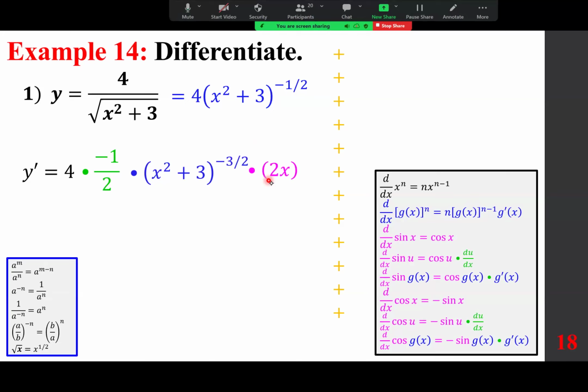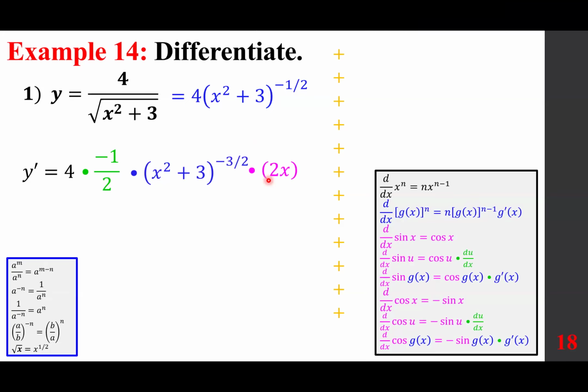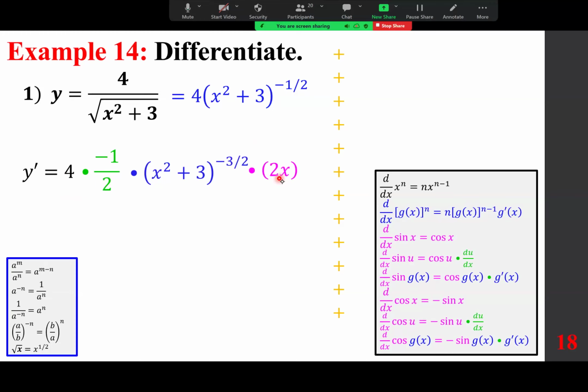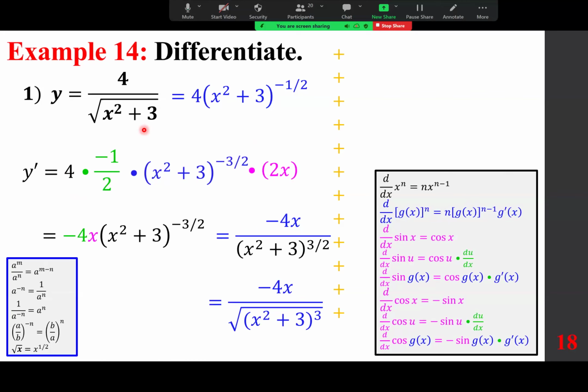You can do this in one shot or a couple of steps. 4 times negative 1/2 times 2x, their product is minus 4x, put it in front. So this goes down and takes a positive exponent 3/2. And now we put it in the same format. We put minus 4x over the square root of x squared plus 3 to the power of 3.